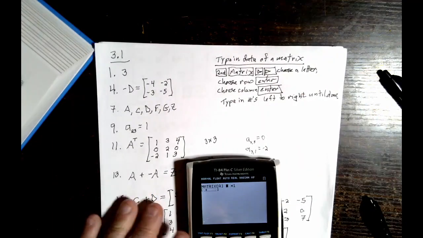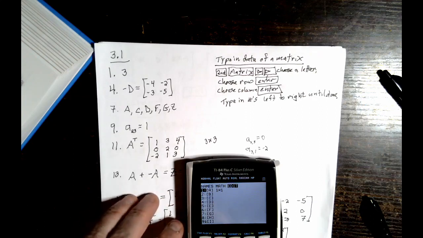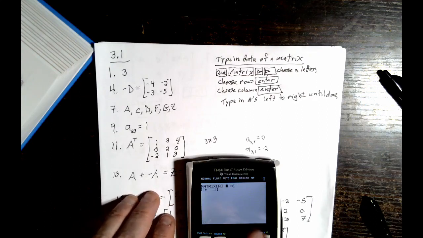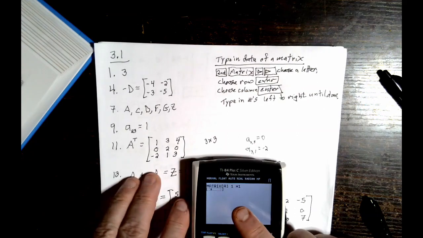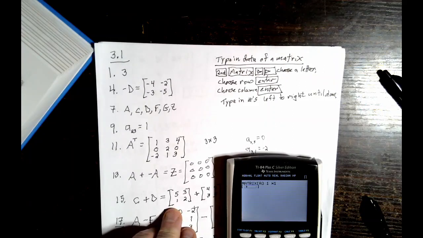You hit second matrix, arrow to the right twice, and you choose a letter. Let's choose A, or 1. Now we have to type in what size matrix we want. Well, C is a 2 by 2, so type in 2, enter, 2, enter. And now you just type in your 5, enter, 3, enter, 1, enter, 2, enter, one right after another. And now you're done.